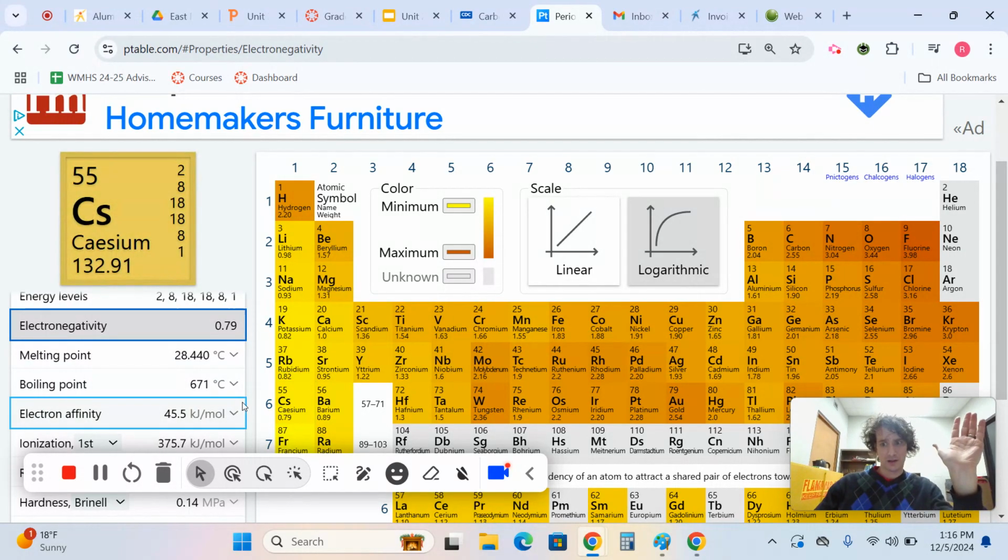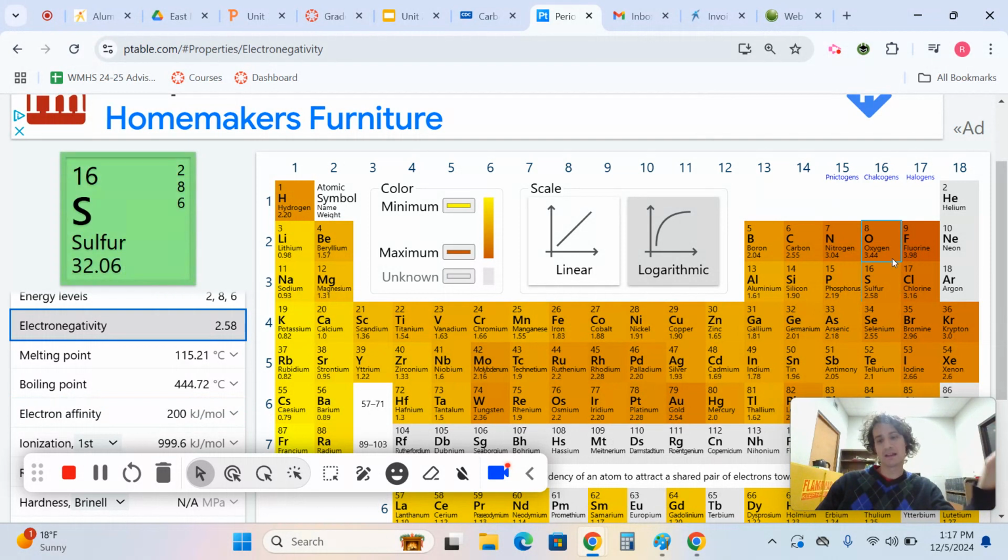They do not want electrons, and this should comport with what you've already learned. You should be saying, oh yeah, the metals don't want to gain electrons, they want to lose electrons, exactly because they have low electronegativity. The nonmetals correspondingly have high electronegativity. They want to gain electrons.